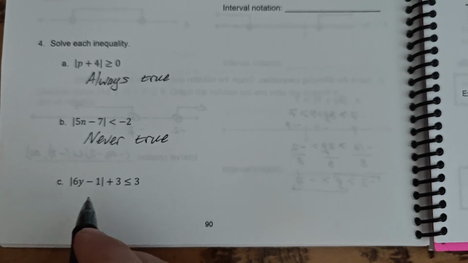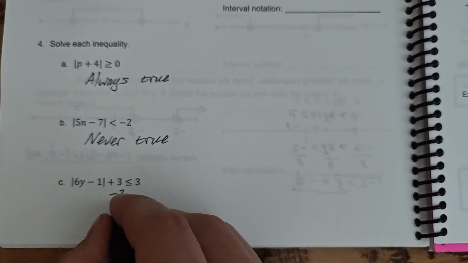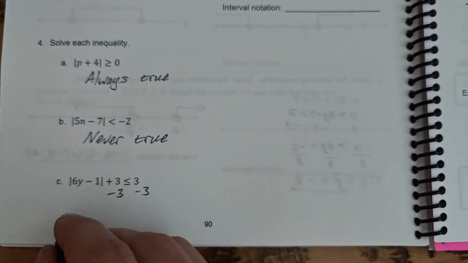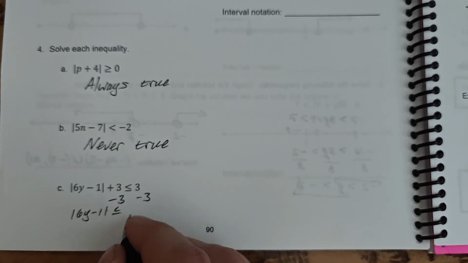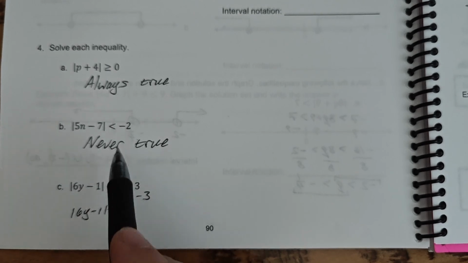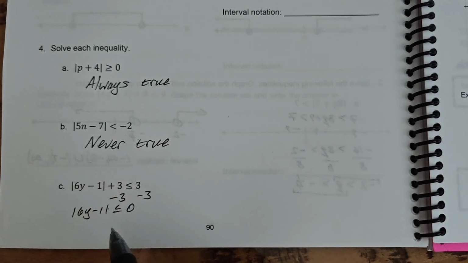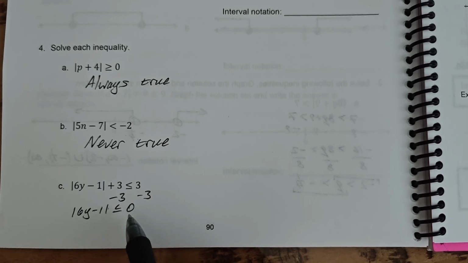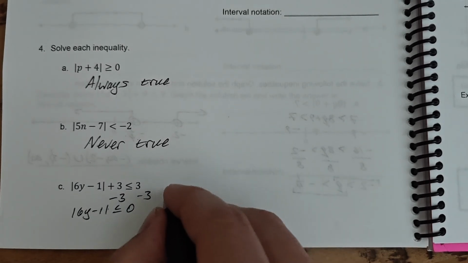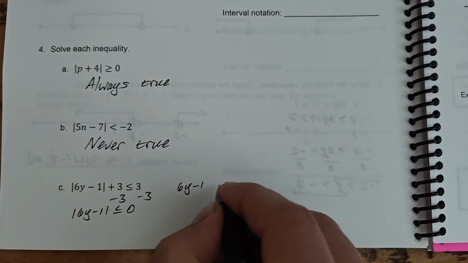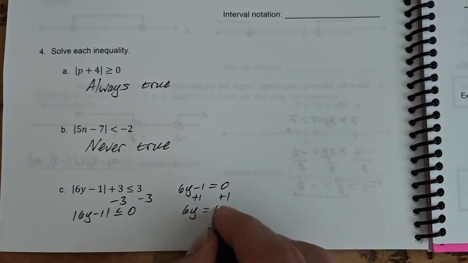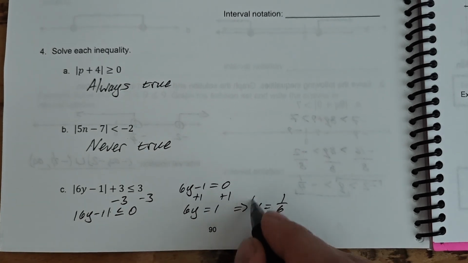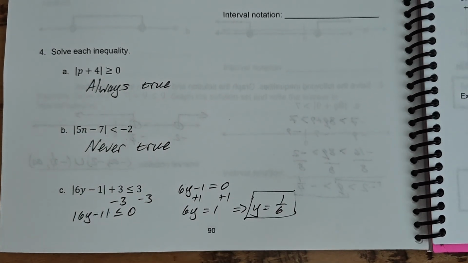The final one is this interesting case. Let's subtract a 3 from both sides so we can see what's going on. This says absolute value of 6y minus 1 less than or equal to 0. If it's less than a negative number, it's never true, but if it's less than or equal to 0, there's one situation where this is true. That's when it is exactly equal to 0. So this right here says 6y minus 1 is equal to 0. Solve this through to get the single point where that is true.